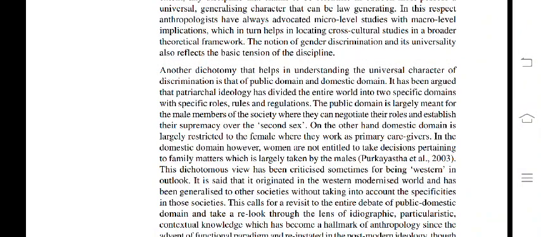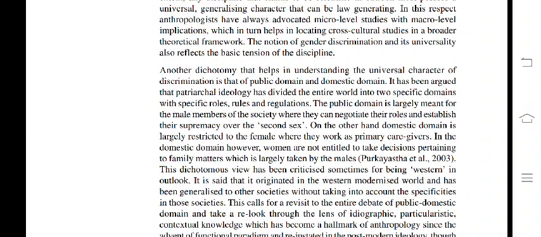Another dichotomy that helps in understanding the universal character of discrimination is that of the public domain and the domestic domain. It has been argued that patriarchal ideology has divided the entire world into two specific domains with specific rules and regulations. The public domain is largely meant for the male members of the society, where they can negotiate their roles and establish their supremacy over the second sex. On the other hand, the domestic domain is largely restricted to the female, where they work as primary caregivers.